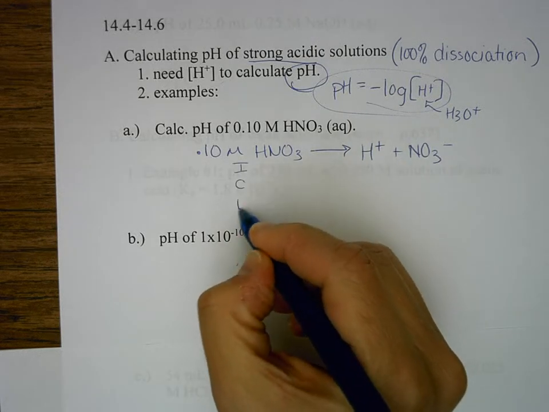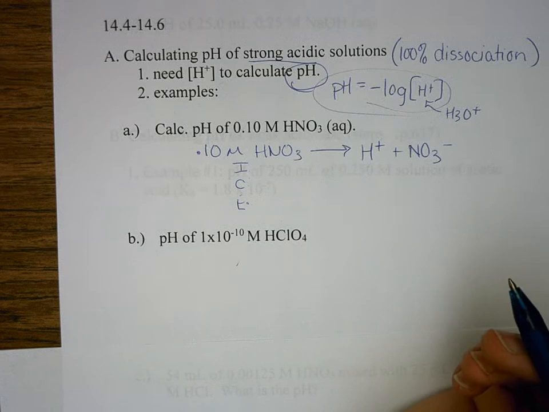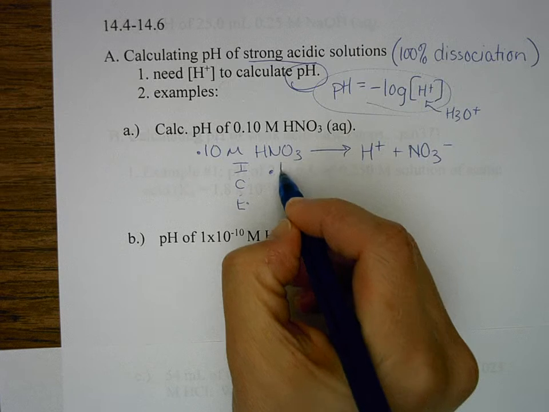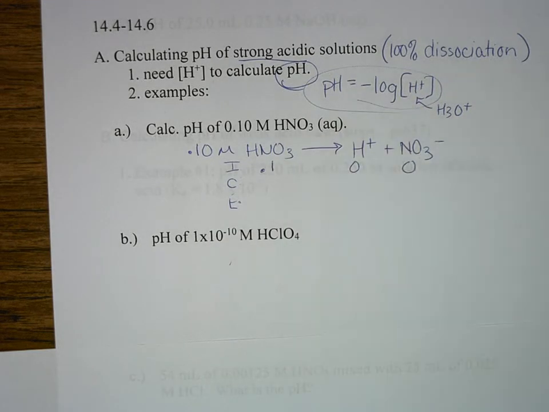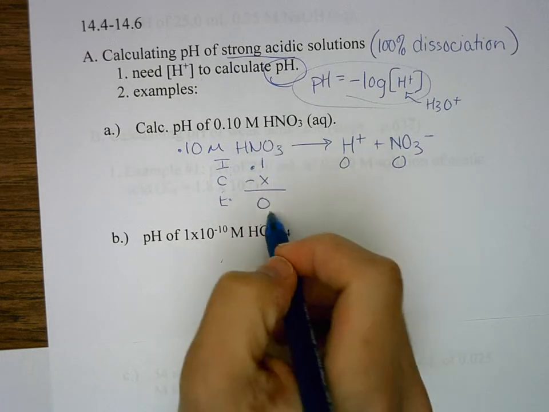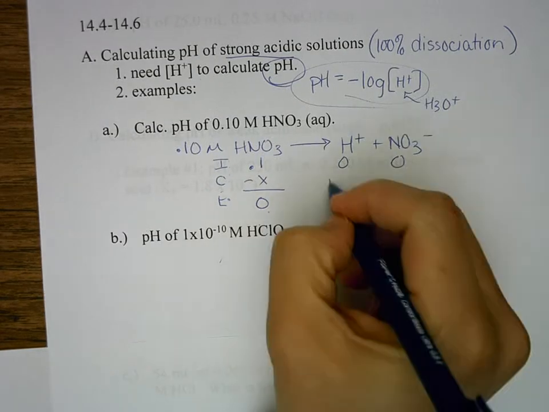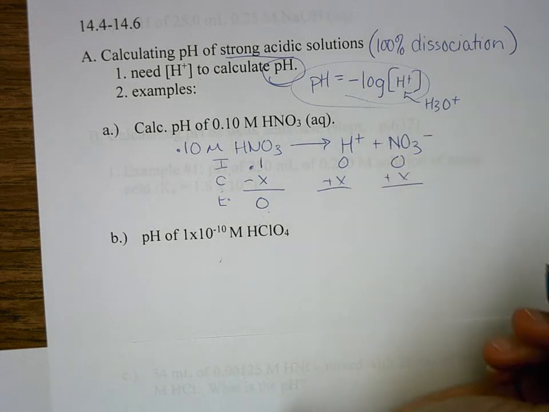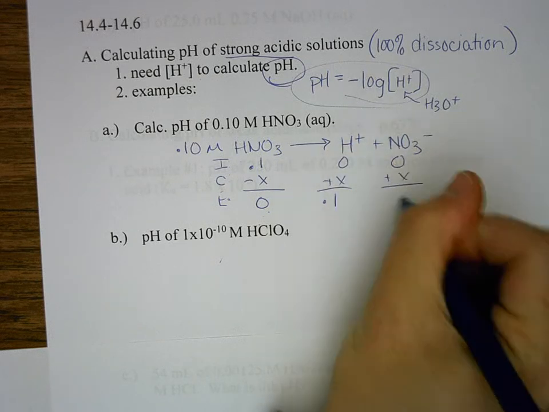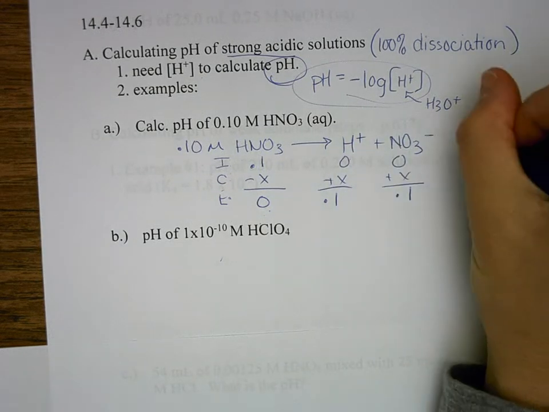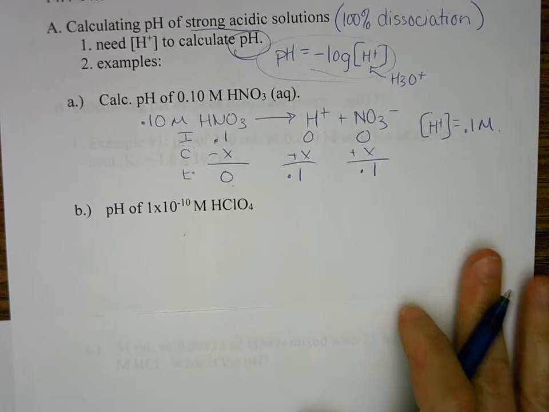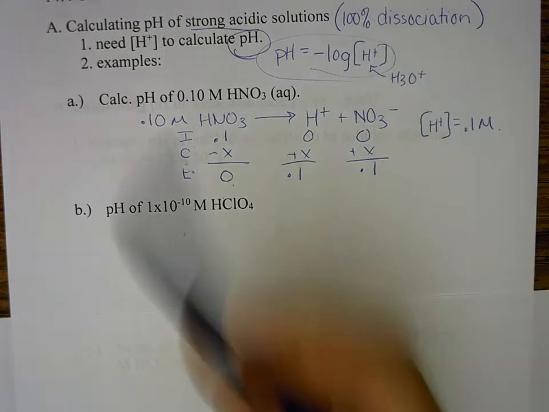You do not need to, for strong acids, set up an ice table, okay? But we'll do it for right now, just so you can see what's going on. If I start with 0.1 here and 0, 0, and I subtract x to give me 0, because 100% dissociation leaves me with none of this. And then I have plus x. What does x equal? 0.1 minus x equals 0. X equals 0.1. So I have 0.1 here and 0.1 here. So then my hydrogen ion concentration is just 0.1 molar. Okay? So, you can do that if that helps you.